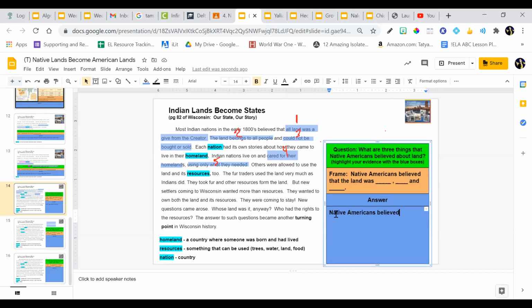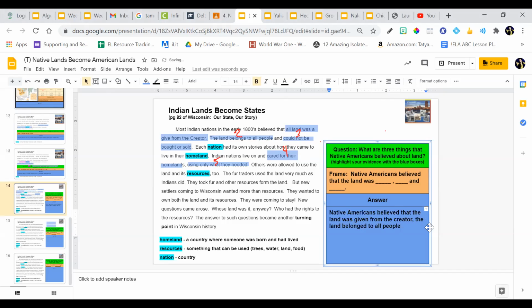I hear somebody. All land was given from the creator. Okay, that works. Land was given from the creator. Comma. I need to put the next one now. What's next? What else can I choose? We did 1. Right, so 1 is gone now. Good. What else? I can use 2, 3, 4, or 5. Which one do I want to use? 2. Okay, let's use 2 then. Tell me. The land belonged to all people.